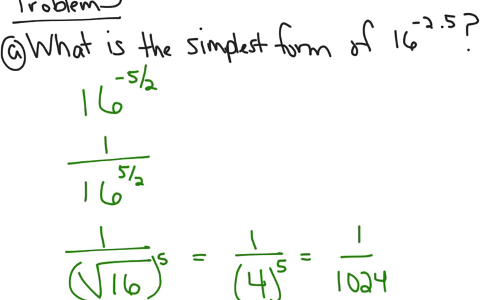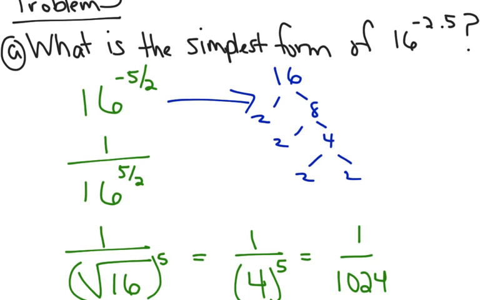The book has another way of doing it that I'll come back to haunt us. So I'll show this other way of doing it. After you rewrite this as 16 to the negative 5 halves, what you can do is you can rewrite 16 as a prime base raised to a power. If you think about 16 in terms of prime factorization, you find out that it breaks down into 4 2's. So it's really the same as 2 to the fourth to the negative 5 halves.